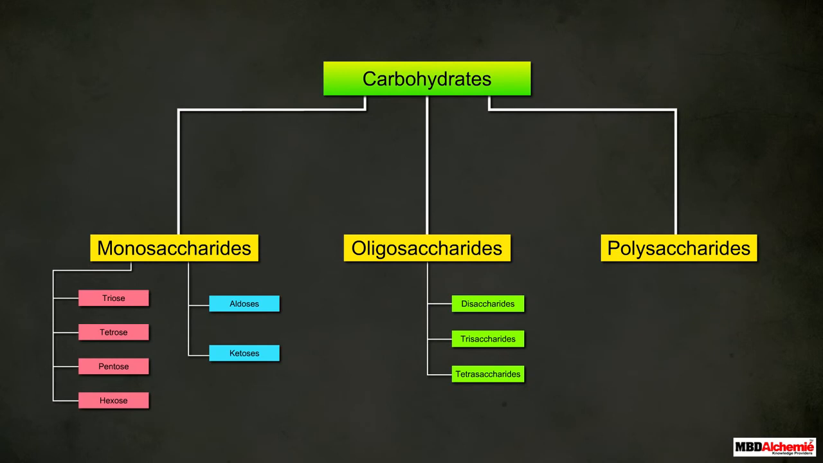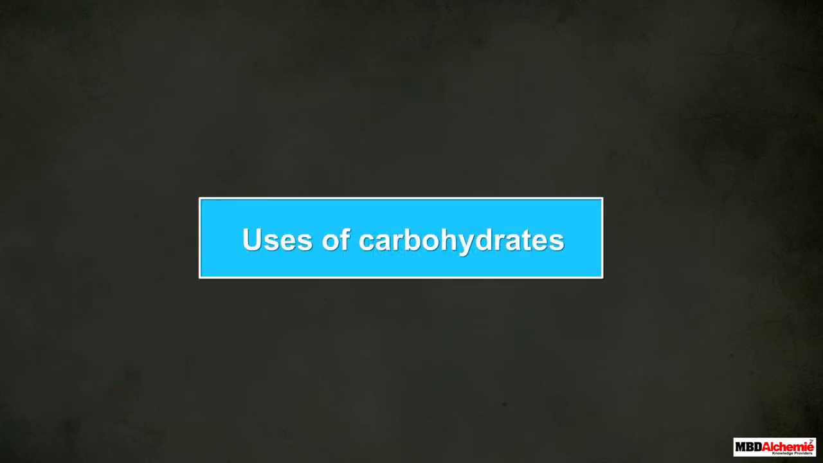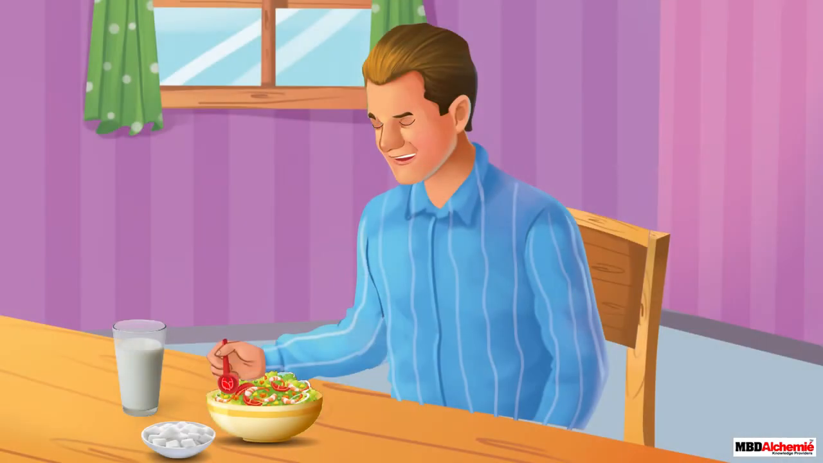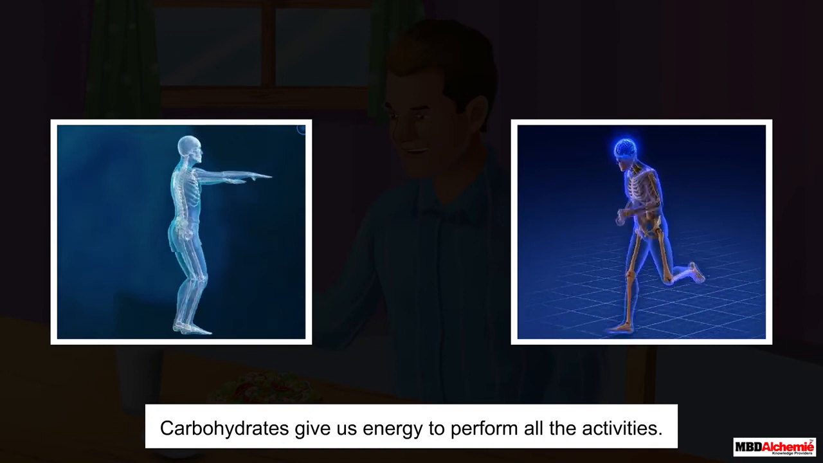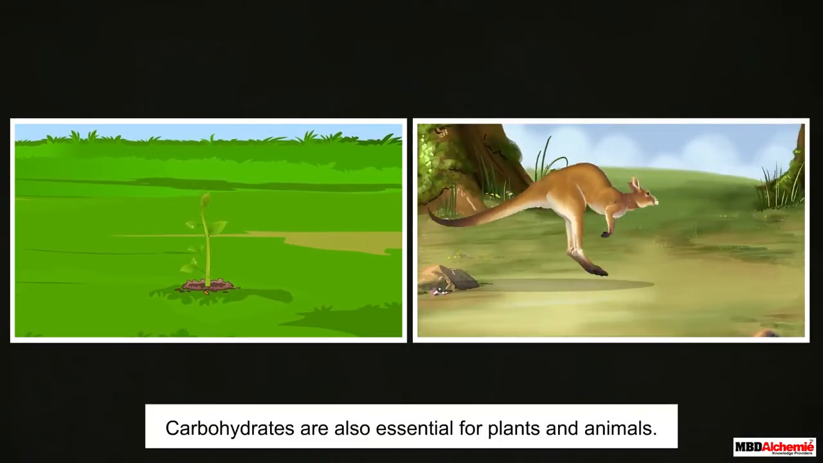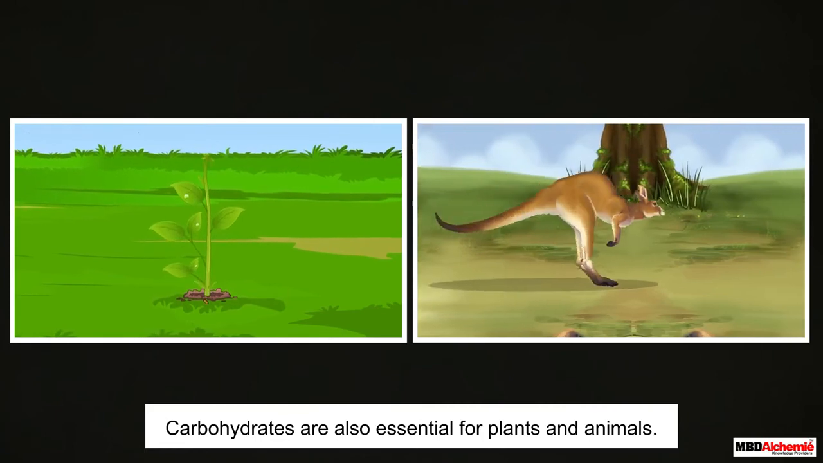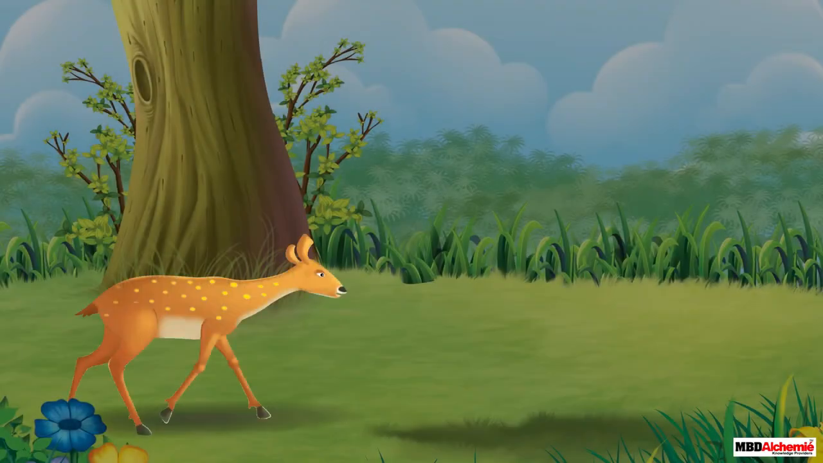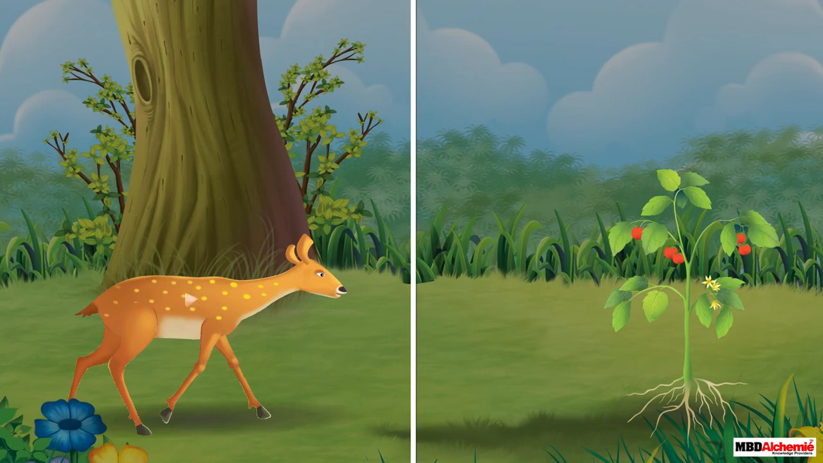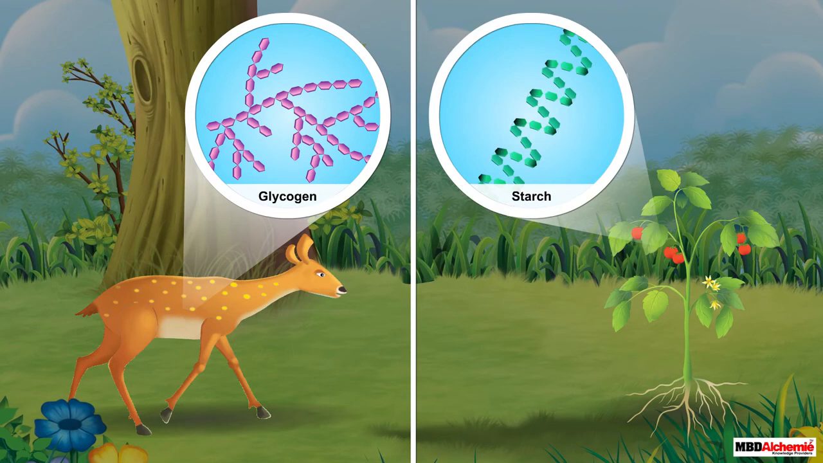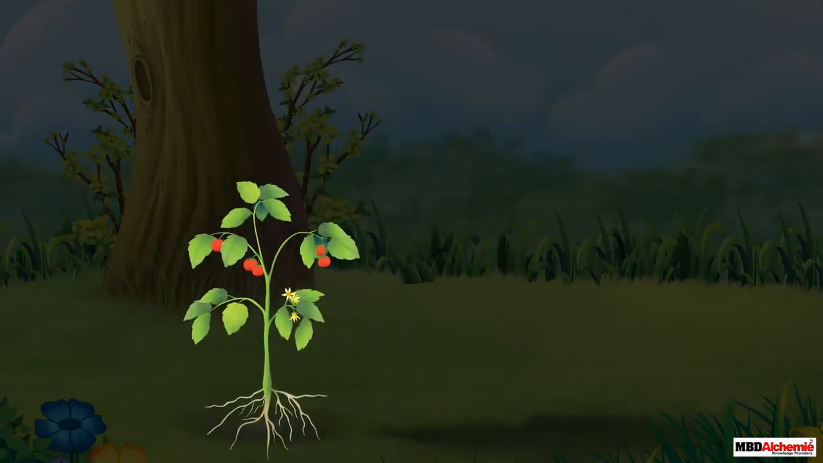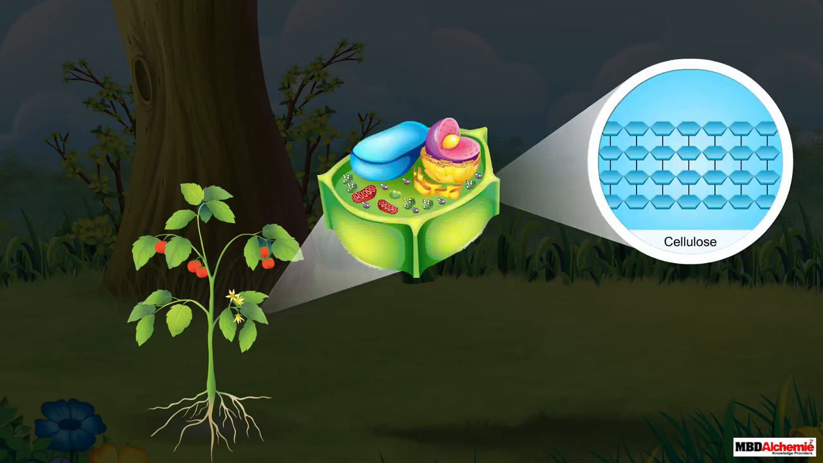After studying about the structures and classification of carbohydrates, let us learn about some important uses of carbohydrates. Carbohydrates, as we already know, are an important part of our diet. They give us energy to perform all the activities. Similar to humans, carbohydrates are also essential for plants and animals. Carbohydrates are used as reserved food materials in the form of glycogen in animals and as starch in plants. Carbohydrates also form the structural materials for cells. For example, the cell wall of plants consists of cellulose, a complex carbohydrate.